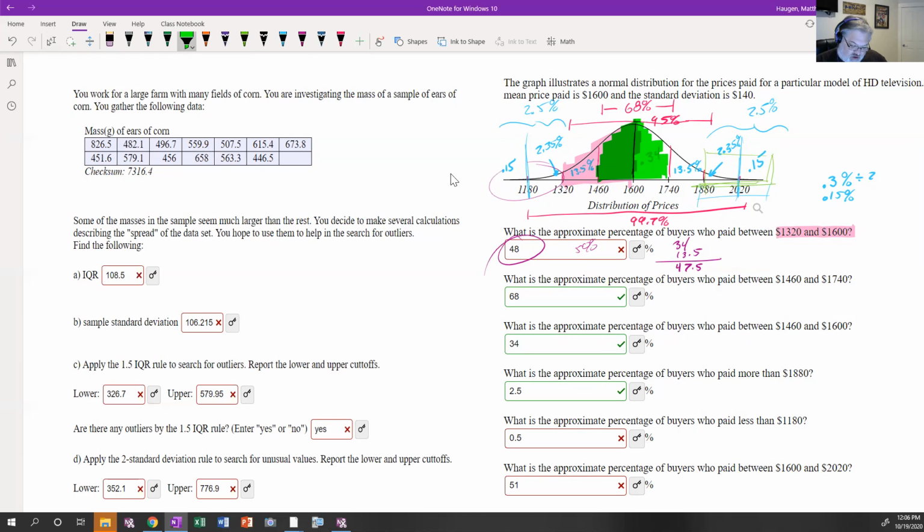Where's one of them that's fun? This one's a fair amount of fun. Approximate percentage more than 1800. So more than 1800 isn't just this section from 1800 to 2020. It's that whole section all the way out. So it includes both the 2.35 and the 0.15.